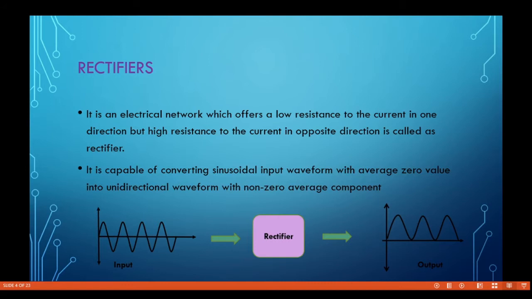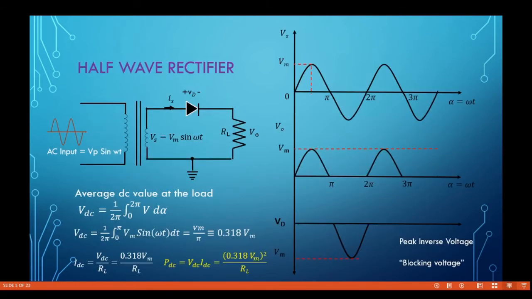So that is the diode, and it is capable of converting this sinusoidal waveform. As you can see here, this is a sinusoidal waveform and it has an average value nearly equal to 0. Let's say it is the 0 origin. It has the average value 0, and after the rectifier this waveform converts into a unidirectional waveform with non-zero average value. Here you will get the non-zero average value of this waveform. So that is the function of a rectifier.